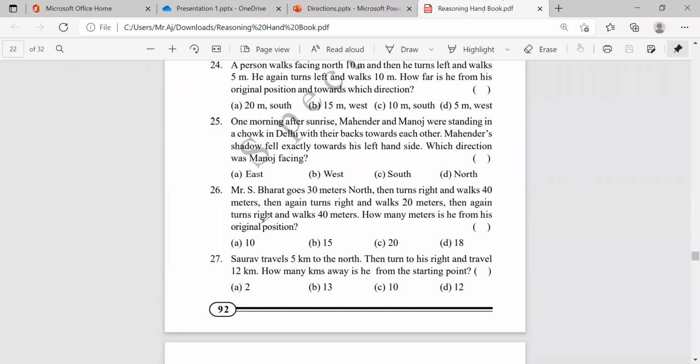First thing, they said Mahindra's shadow fell exactly towards his left side. Okay, in the morning, this is the sun, so the shadow will be like this. Okay, this is the left side, they are saying, and this is the right.